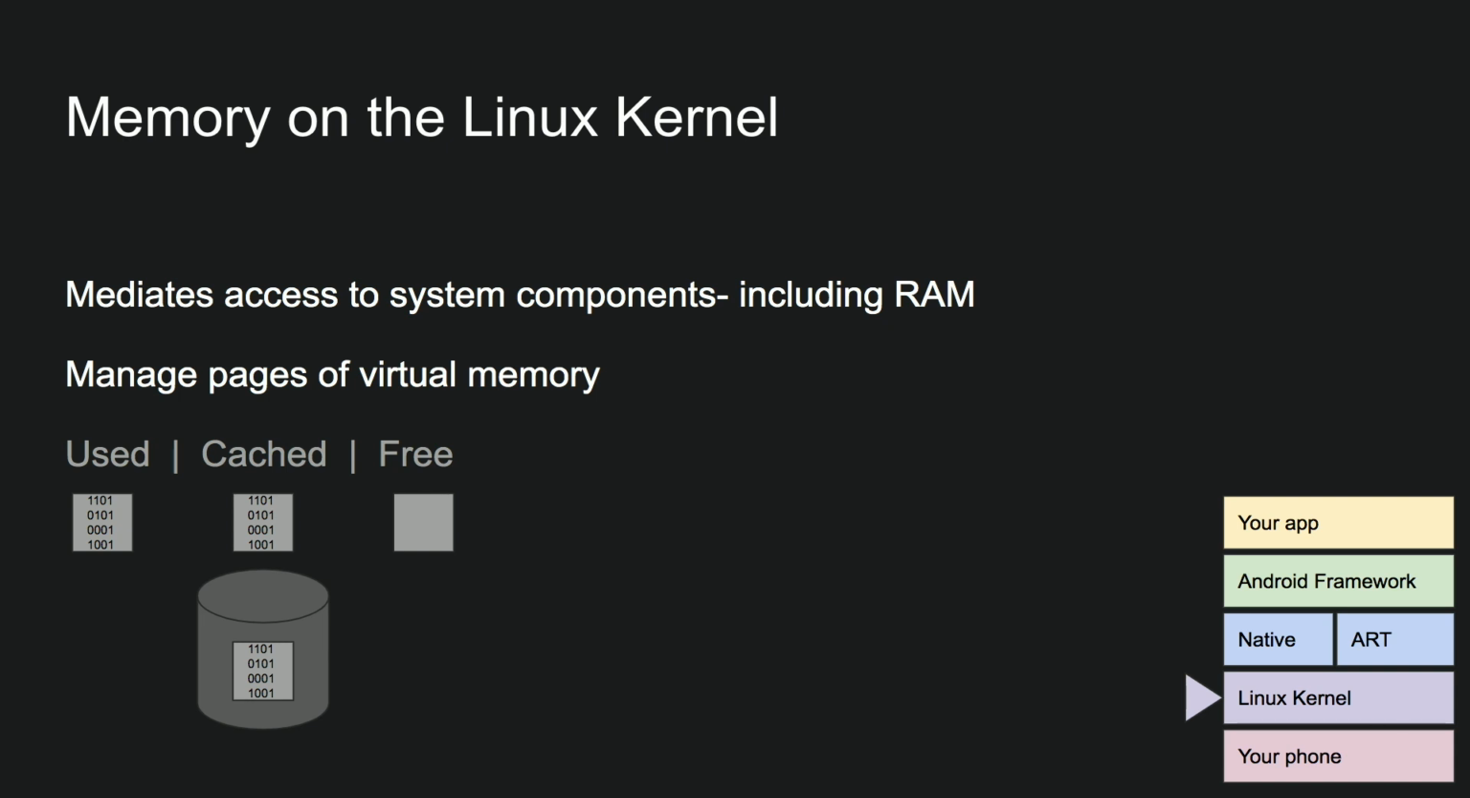And a page of virtual memory can either be used, cached, or free. So a used page is one that's in use by the program. We're writing to it. It has some data. A cached page is a page that has some data and could also be backed by internal storage memory. And then free memory is memory that's ready for us to write to.